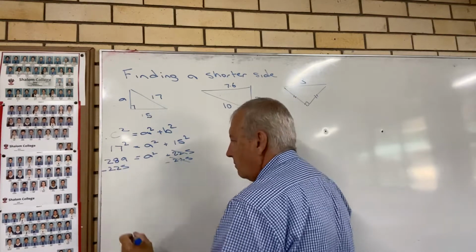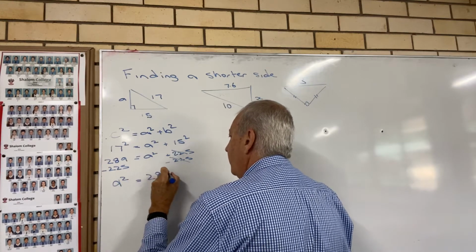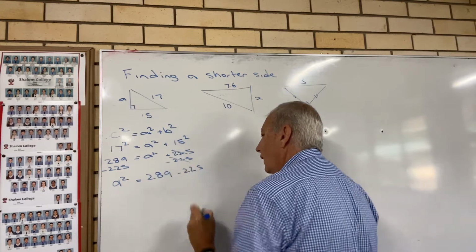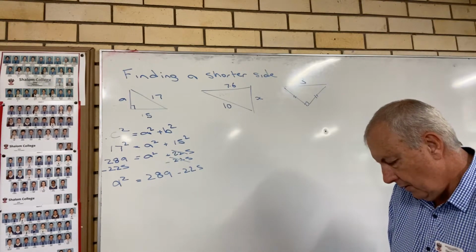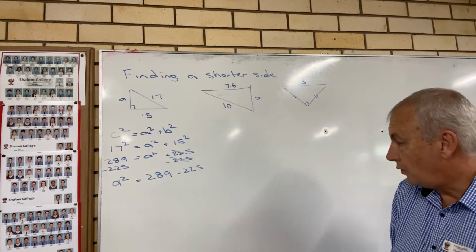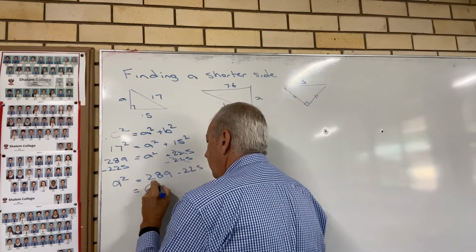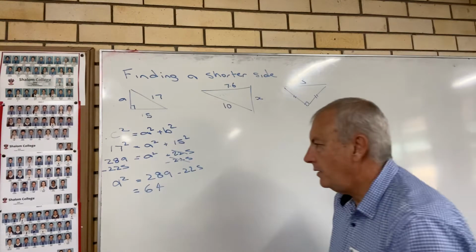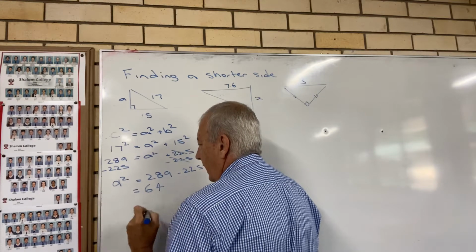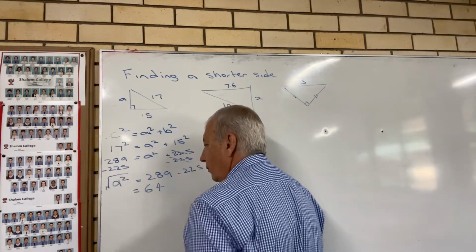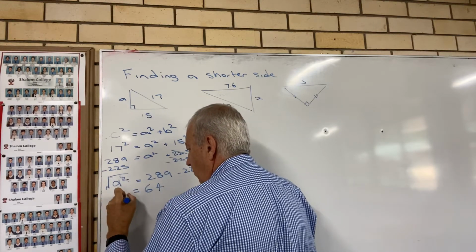Now we've got a squared equals 289 minus 225. So 289 minus 225 equals 64. Now, we need to look at what a is and get a by itself. So that's a squared. To get a by itself, we use the square root. They cancel one another out. And that leaves us with a on this side.